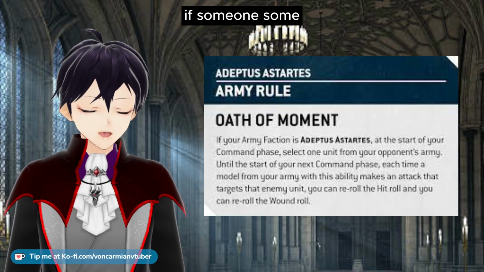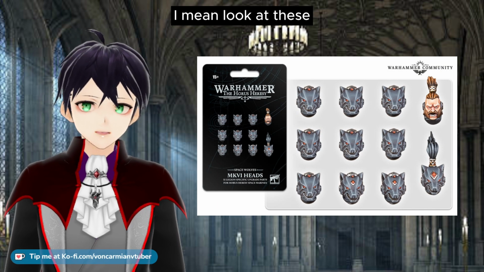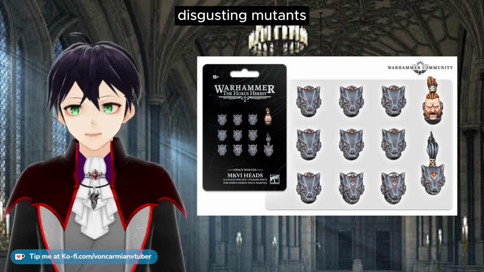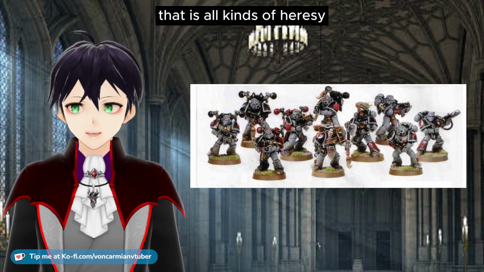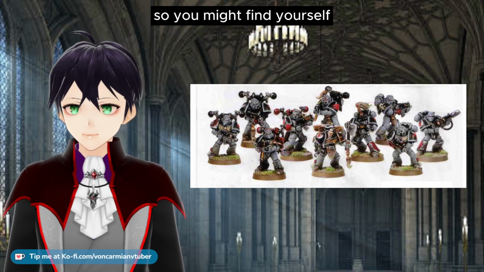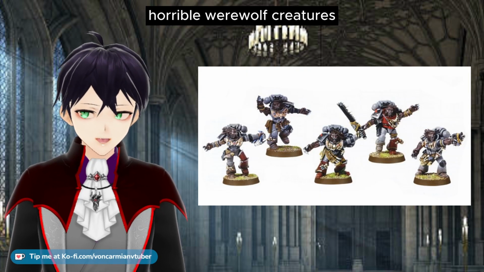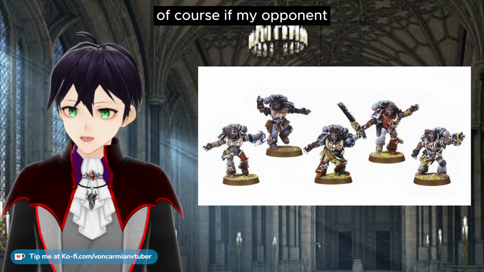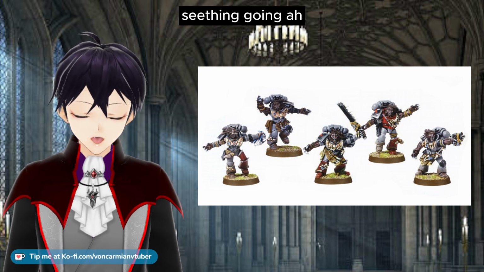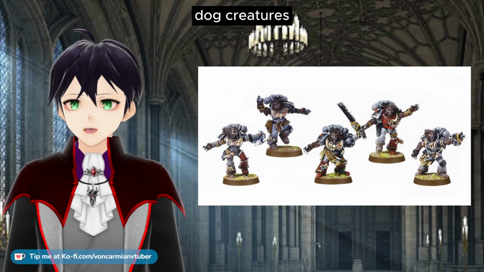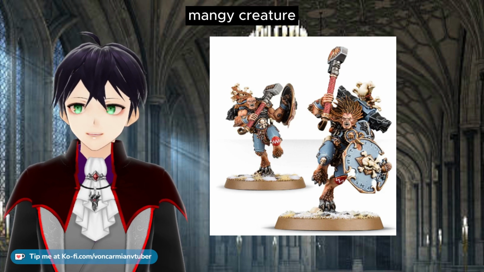If someone, some dirty heretic, someone who uses Space Wolves, I mean look at these, they're clearly disgusting mutants, and they use Chaos armor parts to keep their units going in combat. That is all kinds of heresy. So you might find yourself playing against some Space Wolves, horrible werewolf creatures. Of course, if my opponent was playing Space Wolves, I would be very polite. But inside, I would be seething, going, oh, look at these awful dog creatures. Not like a good boy thing, more like a matted, haggard, mangy creature.